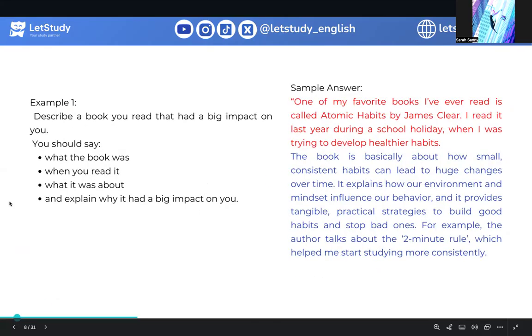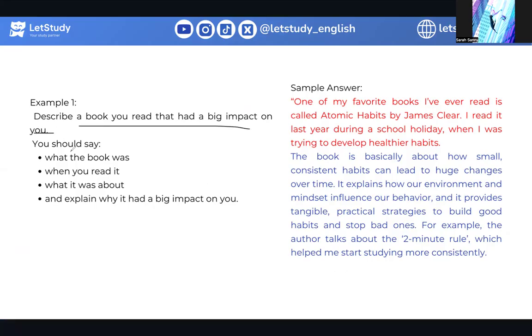Example 1. Describe a book you read that had a big impact on you. You should say what the book was, when you read it, what it was about, and explain why it had a big impact on you. Jadi bullet point ini tuh hanya menggambar ide untuk kalian. Kalian nggak usah beneran mengikuti bullet point tersebut. Kalian juga bisa menambah-nambah. So this is the sample answer.